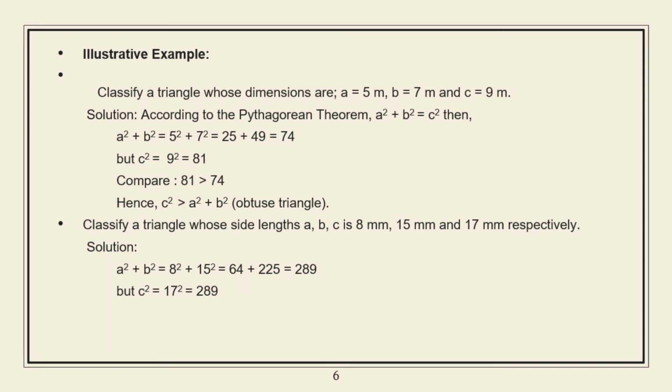Okay, what have you noticed, class? Yes, correct. They are equal. So when we square the longest side, and that is equal to the sum of the squares of the other two sides, then the triangle is a right triangle.